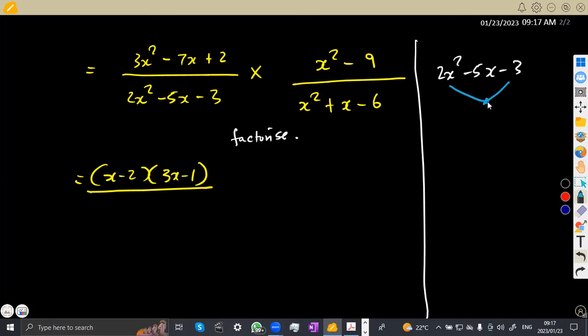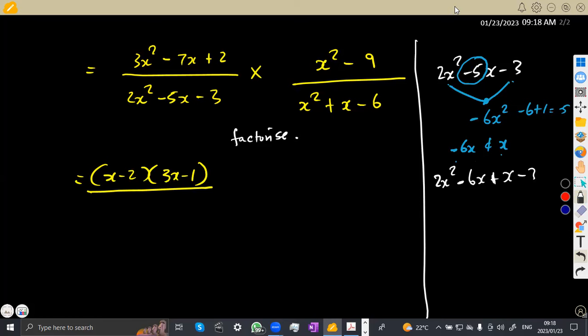You multiply the first term to the last term. 2 times minus 3, which is minus 6x squared. So we need two terms, but this time, if we add them, they must give us minus 5x. So which numbers are we referring to? We've got minus 6x and x. If we multiply these two, we obtain negative 6x squared. If we add minus 6 plus 1, that's minus 5. So these are the two terms that we actually need in this case. So it is going to be 2x squared minus 6x plus x minus 3.